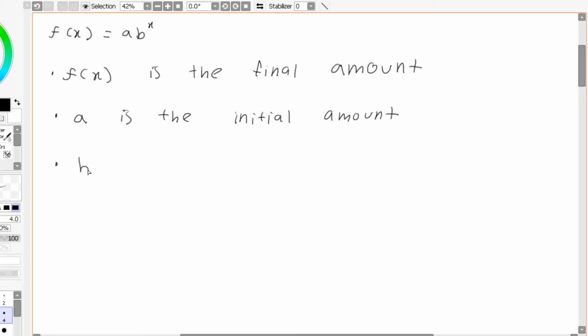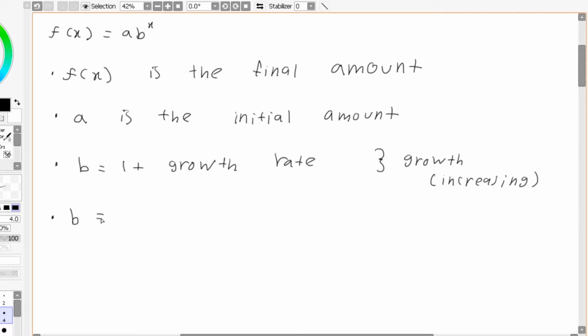for b being 1 plus the growth rate, this is going to be growth, so it's going to be increasing. And for b equals 1 minus the decay rate, this is going to be decay, so decreasing. And then x is the number of growth or decay periods.